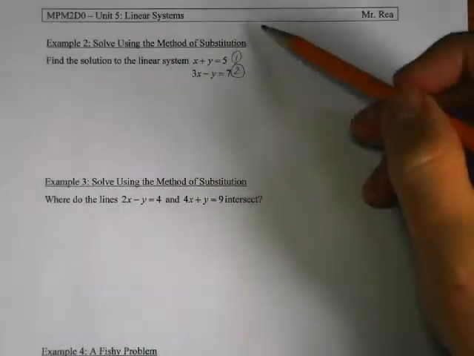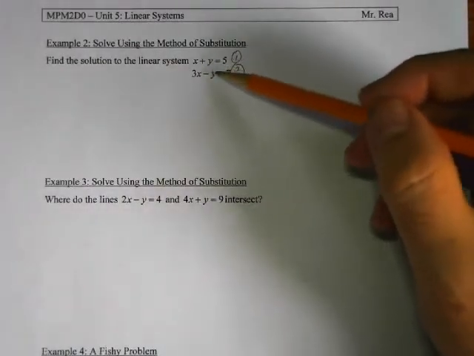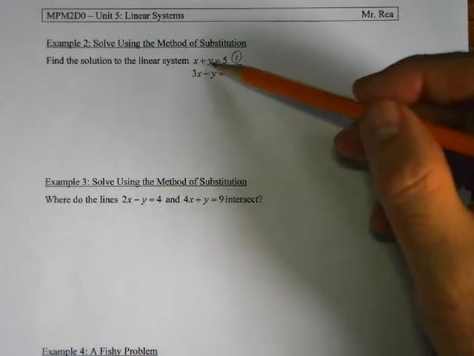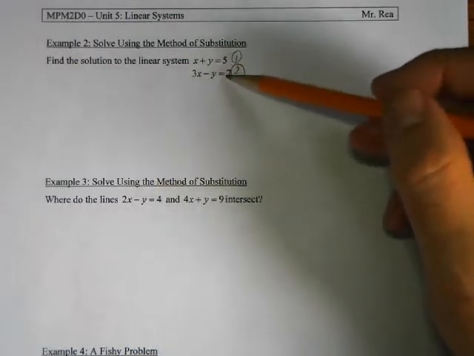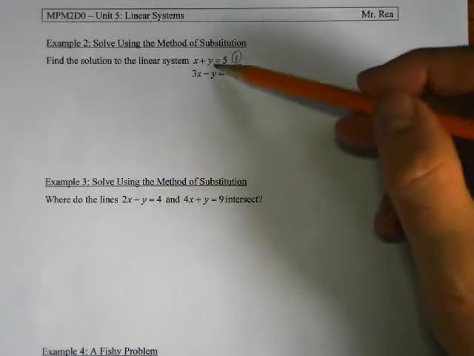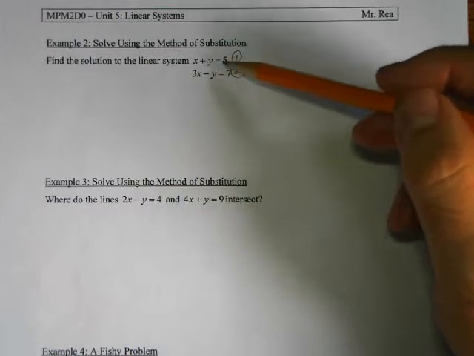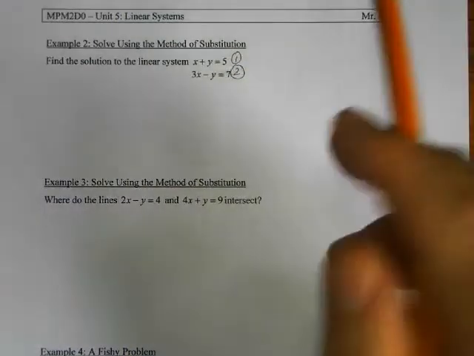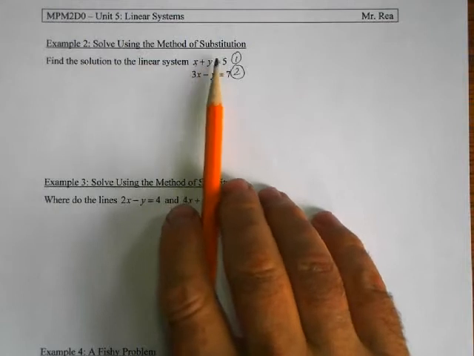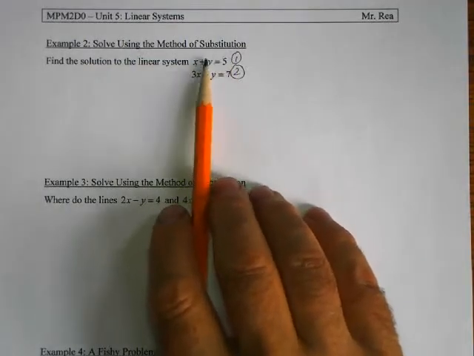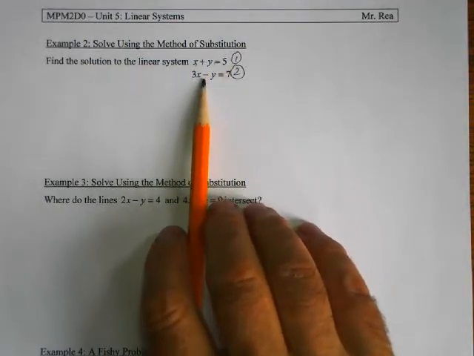Now, remember the first step is you want to isolate one of the two variables, x or y, in one of these equations. So it could be either equation, it could be either variable. So you really have 4 options. I could isolate x in this equation, I could isolate y in this equation, and x or y in this equation.